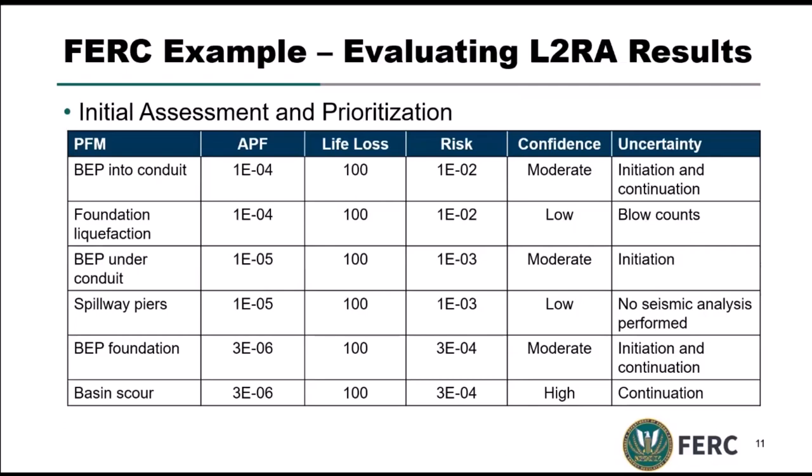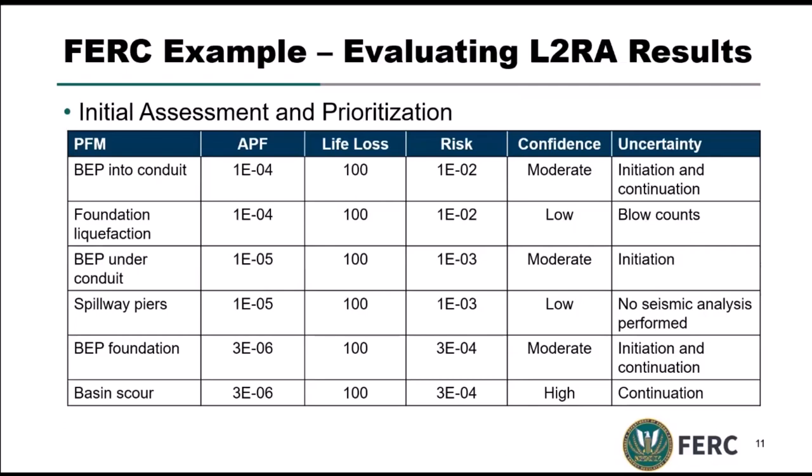Again, you'd have to decide how you might want to rank those, or if it's just a perfect tie here. The last one, same thing, backward erosion piping in the foundation on this one versus scour. Okay, and going forward, same risk. Got high confidence here, moderate confidence, and where the uncertainty is coming from.